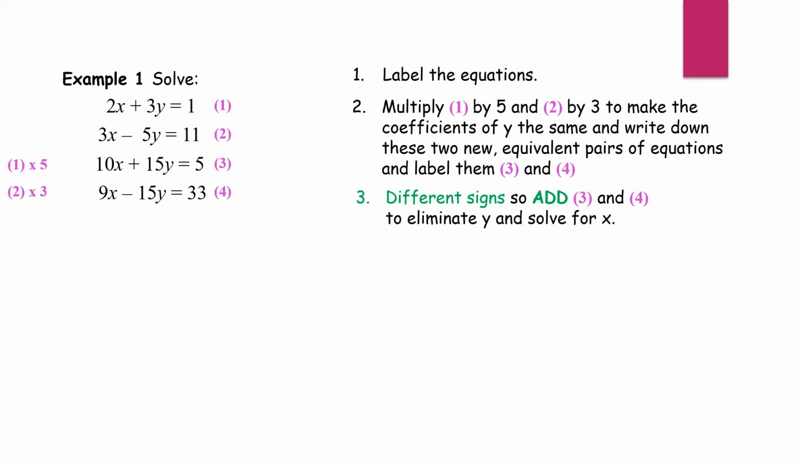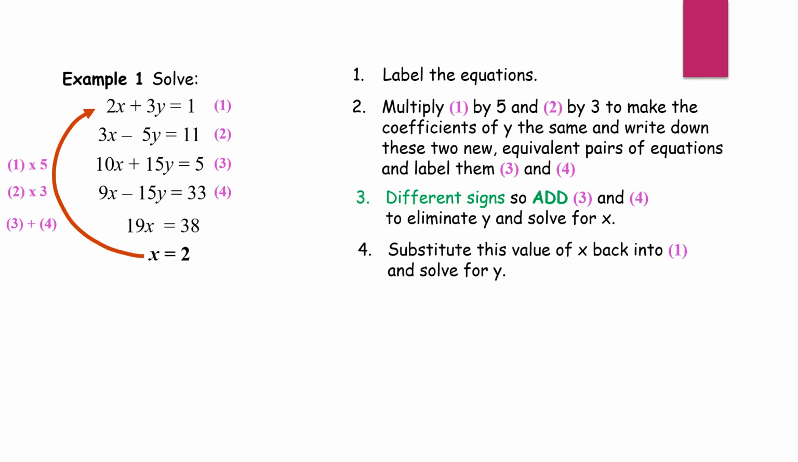There are different signs for our coefficients of y. We've got a positive 15y in 3 and a negative 15y in 4. So we're going to add 3 and 4 together to eliminate y and solve for x. And that gives us 19x equals 38. We're going to isolate x by dividing both sides by 19. And that gives us a value of x equals 2.